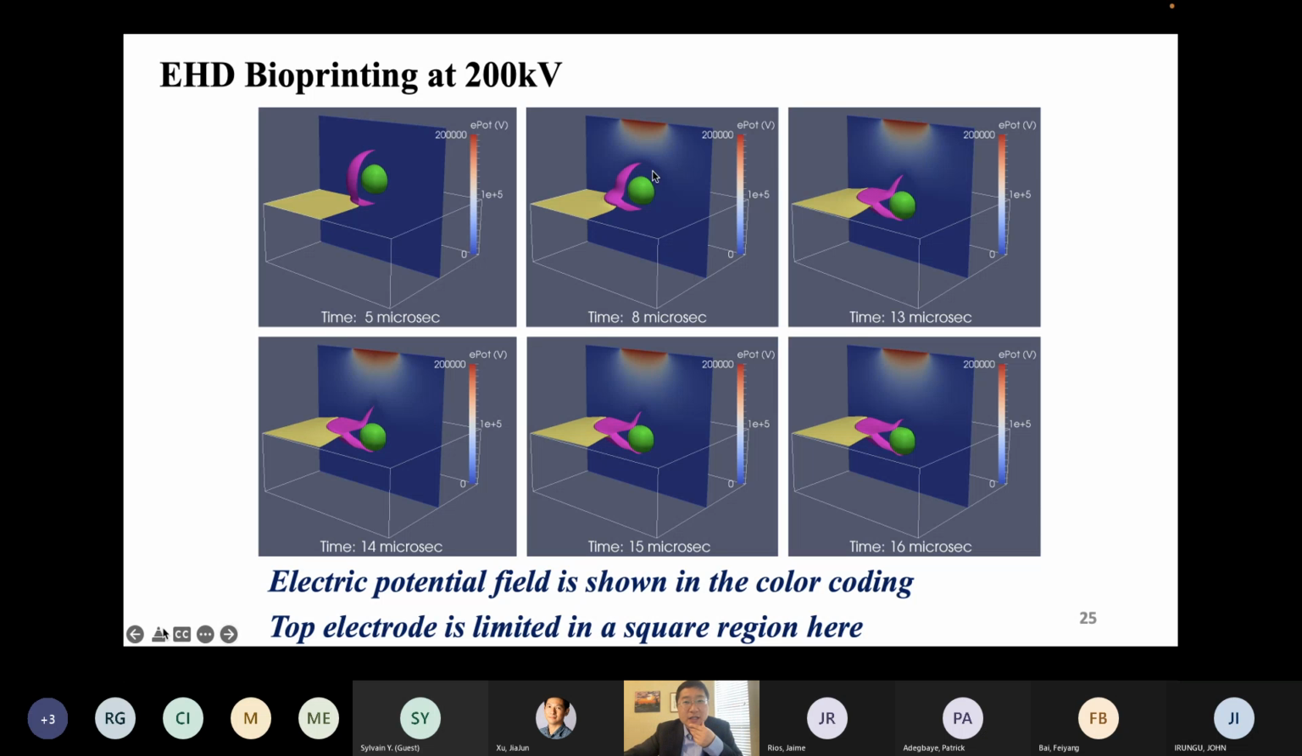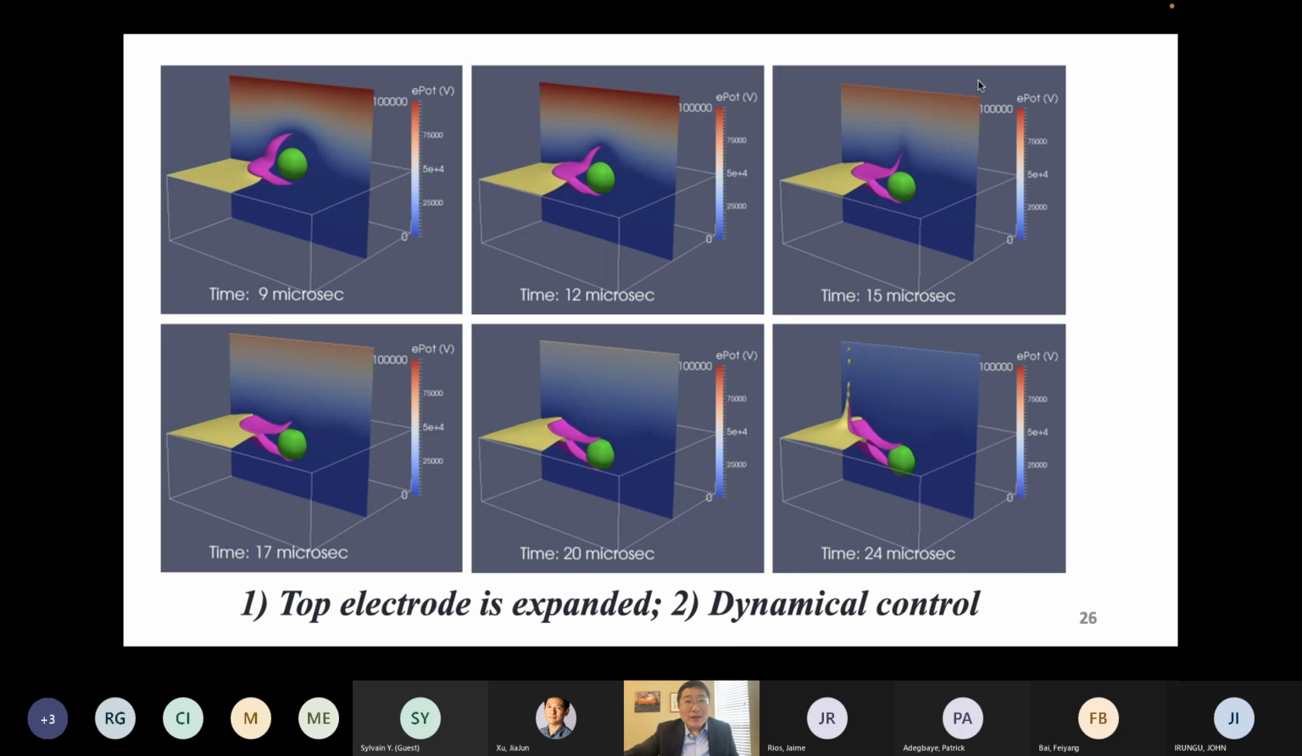And we do see that if we have a 200 kilovolt electrode here, it does change the liquid behavior, but it doesn't change too much. You can see that, right? So it means maybe we should change the electrode, right? Indeed. If we enlarge the electrode on the top and reduce the voltage to 100 kilovolts, just to reduce the voltage but enlarge the electrode.